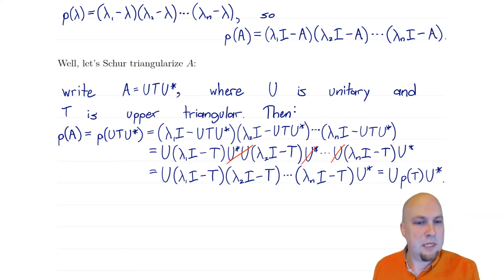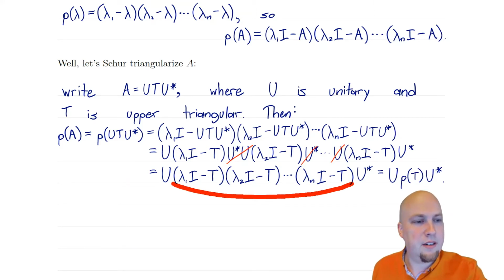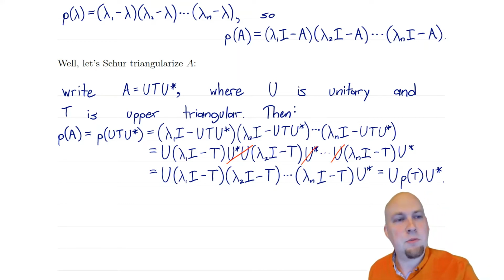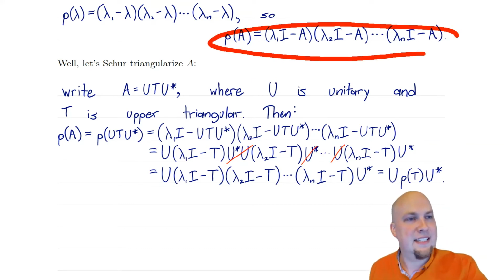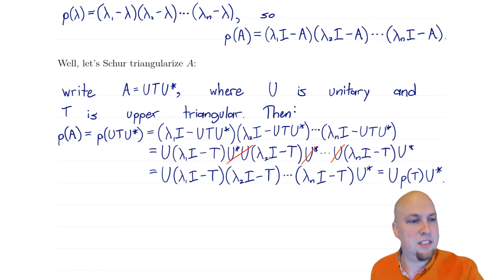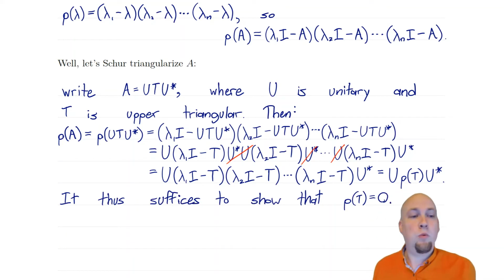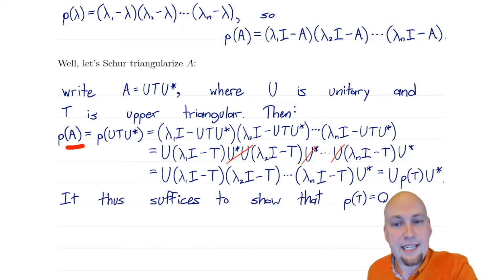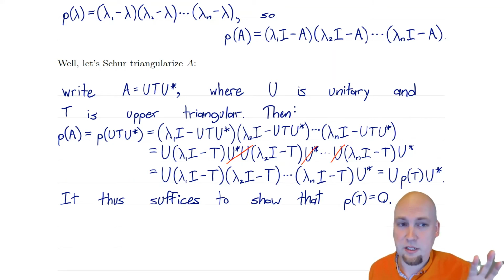Okay, and the nice thing about this is this term in the middle here, that's exactly P of T, right? That's what I get if I plug T into this characteristic polynomial. So I just get U times P of T times U star at the end of the day. Whereas I originally wanted to show that P of A equals 0, right? Remember, that's my goal, to show that P of A equals 0. That's what the Cayley-Hamilton theorem says.